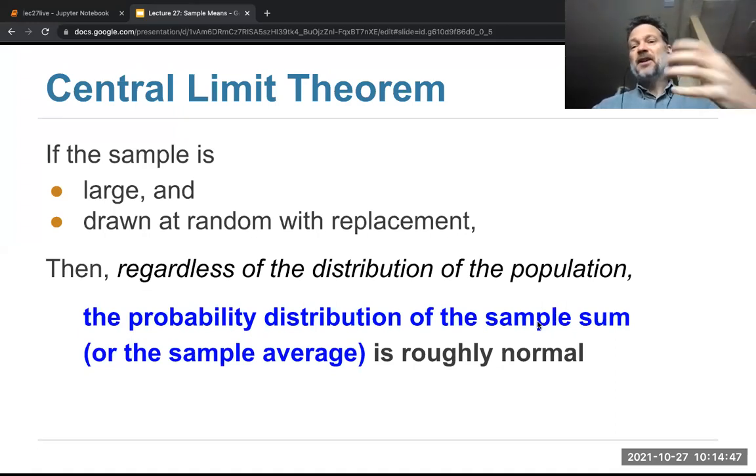Okay, so the central limit theorem is true for the sample mean. That's how we'll usually use it in this class. It also tells you something about the sample sum if you wanted to know that.